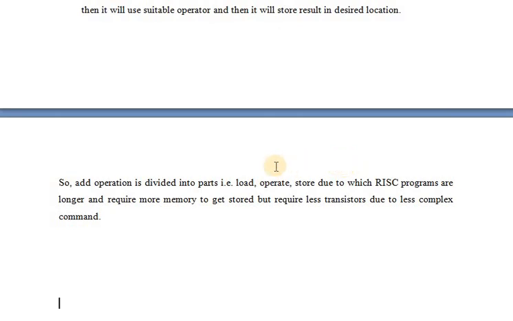So the add operation is divided into parts: load, operate, store, due to which RISC programs are longer and require more memory to get stored, but need fewer transistors due to less complex commands. So this is the difference between RISC and CISC.